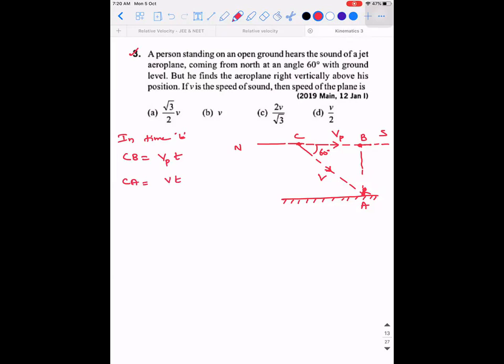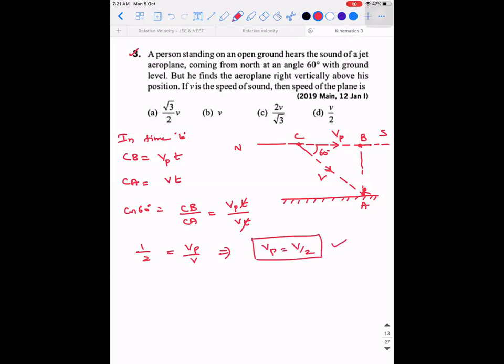So CA is VT and CB is VP into T. So what can we do? What is cos 60 degrees? Cos 60 will be equal to CB divided by CA. What is CB? VP into T divided by V into T. Cos 60 is 1 by 2. So T and T will get cancelled. VP divided by V, which implies VP is equal to V divided by 2.